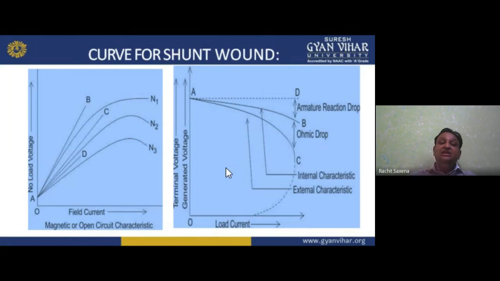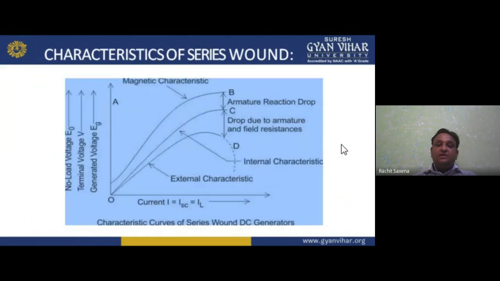We are having the linear, then dropping due to N3, N2, and N1. Again, if I am talking about the internal and external characteristic, again we have a dropping characteristic. See here, like this, like this. This is for the shunt wound generator. Now, this is the characteristic of series wound generator.